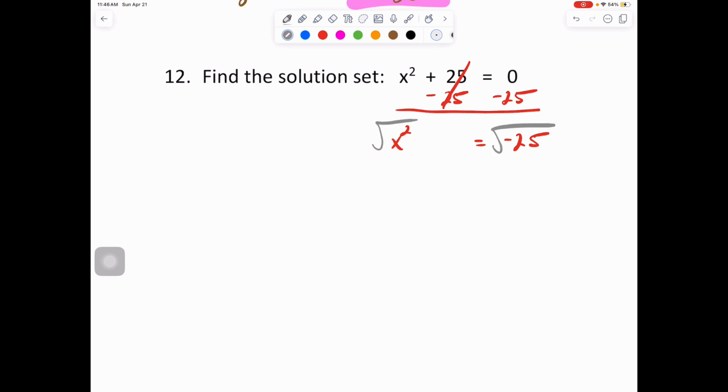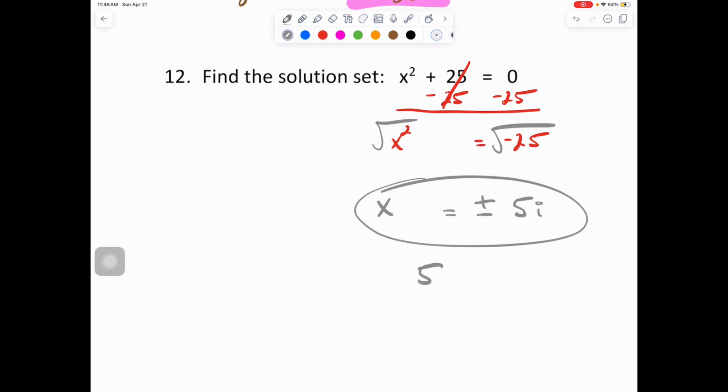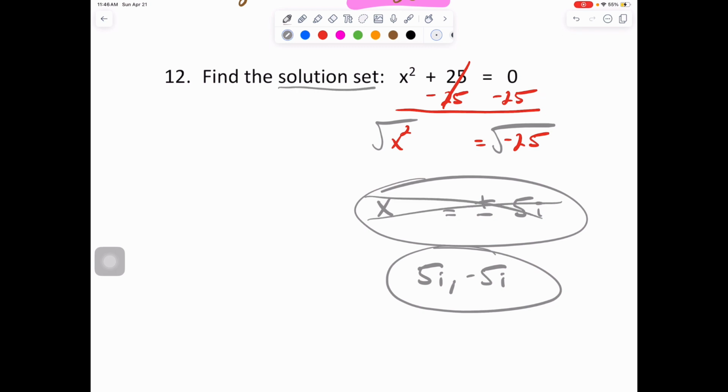For x squared, we will take the square root of both sides. The square root of x squared is x equals. Now remember, 25 is a perfect square. However, it's negative, so it's just going to be x equals plus minus 5, and because it's negative, we'll put the i. Go ahead and circle your answer. You might see that as 5i and minus 5i, just like before when we were looking for the solution set. So yes, Noomber, you did make an error on that one.